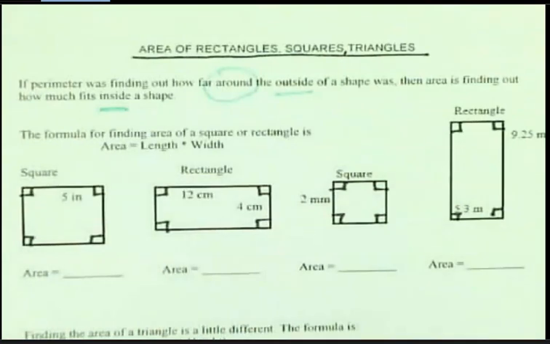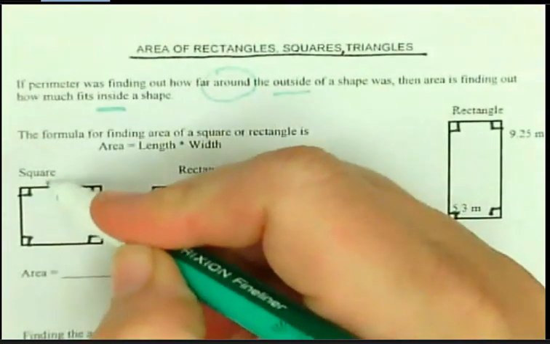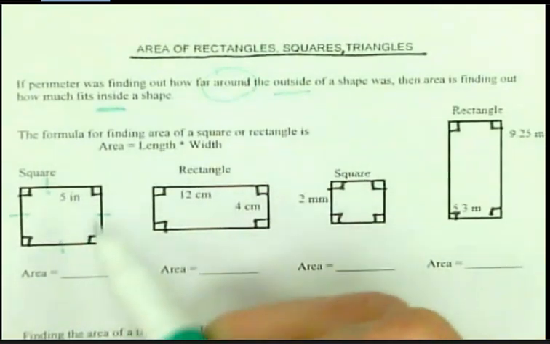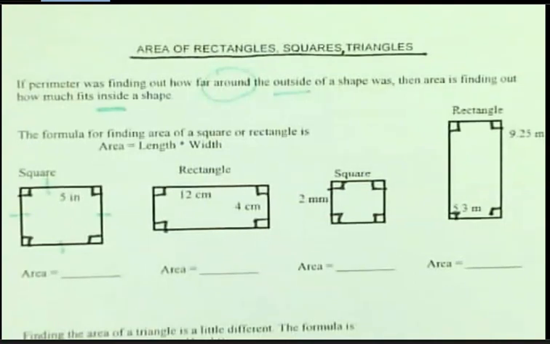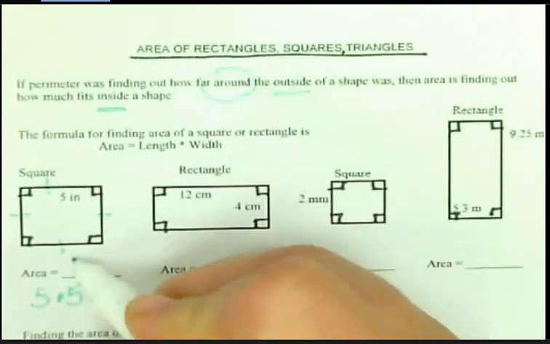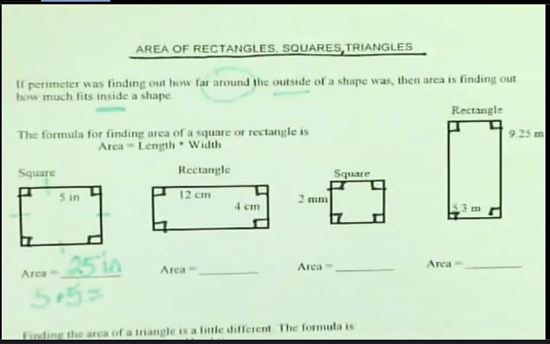Now the formula for finding area of a square or a rectangle is amazingly easy. It's just length times width. That's it. So I've got a square here. It's 5 inches. And since it's a square, we know that all 4 sides are the same. So that means if this is 5 inches, then this is also 5 inches. So length is 5. Width is 5. So that's going to be 25 inches. It's just that easy. Times.